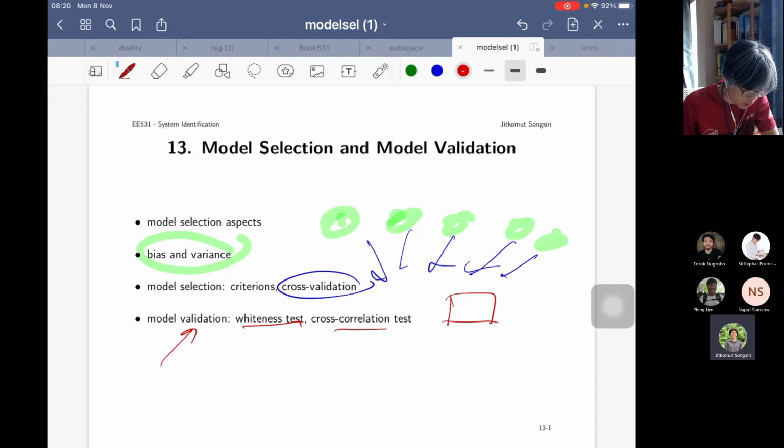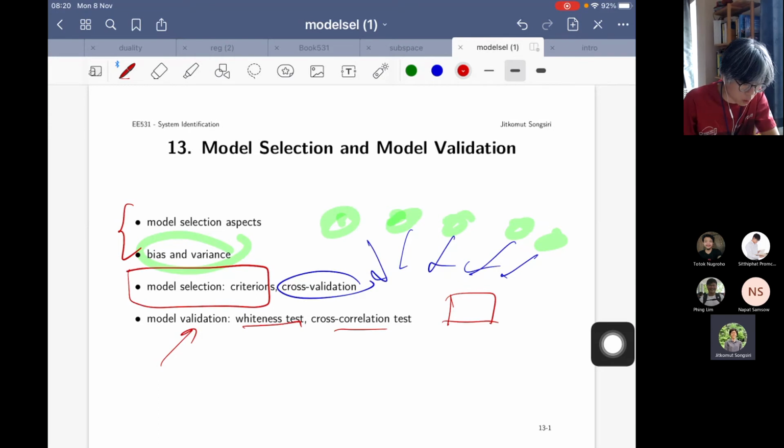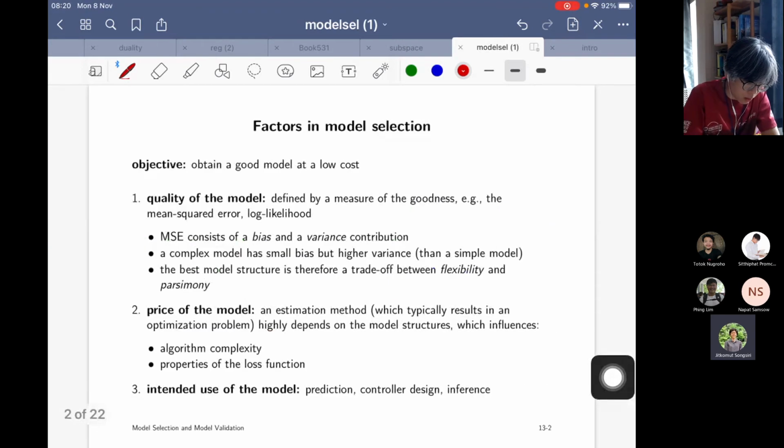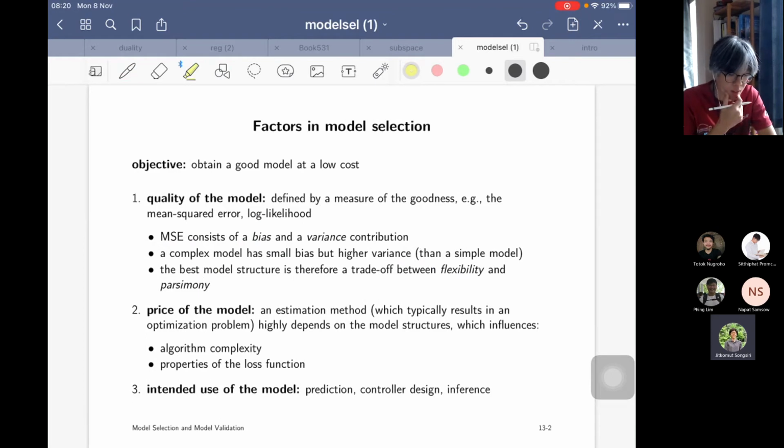So in this video clip, I think we can cover the first two concepts, and probably we can take a look at some examples of model selection scores and numerical examples. Okay. Let's start with considerations in model selection.